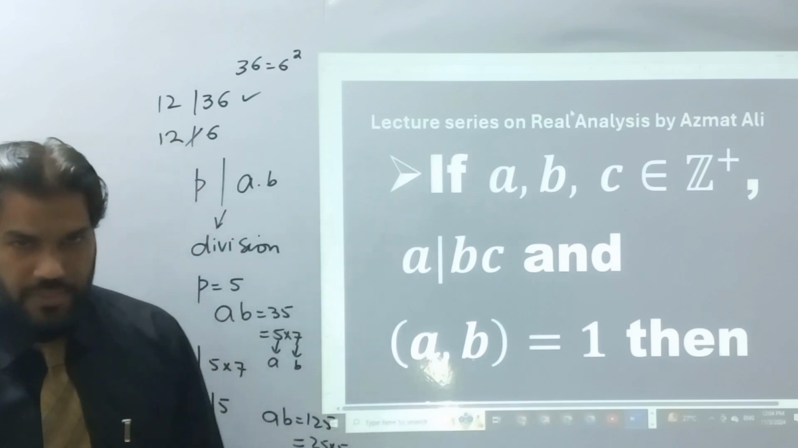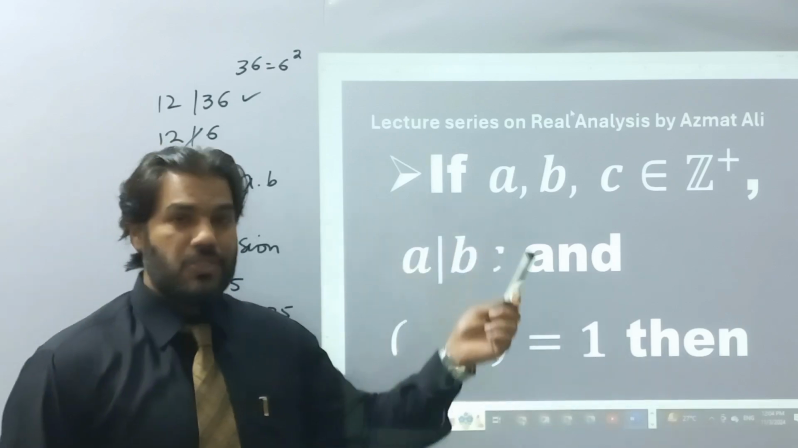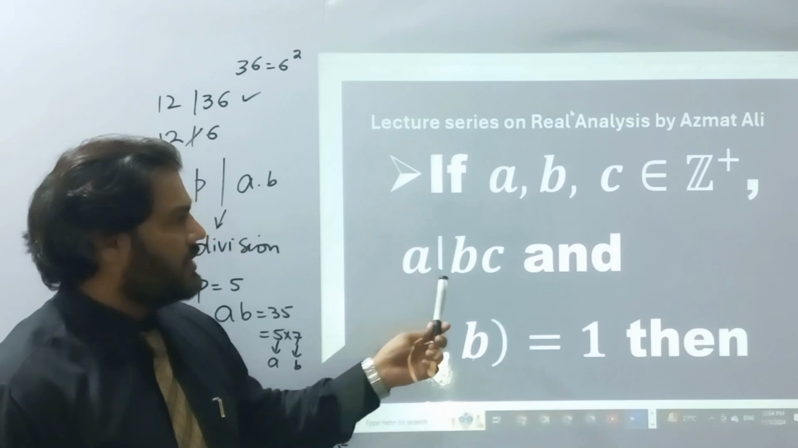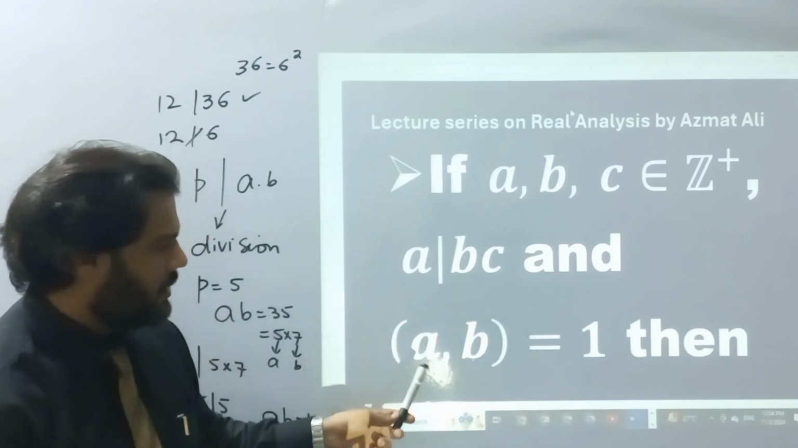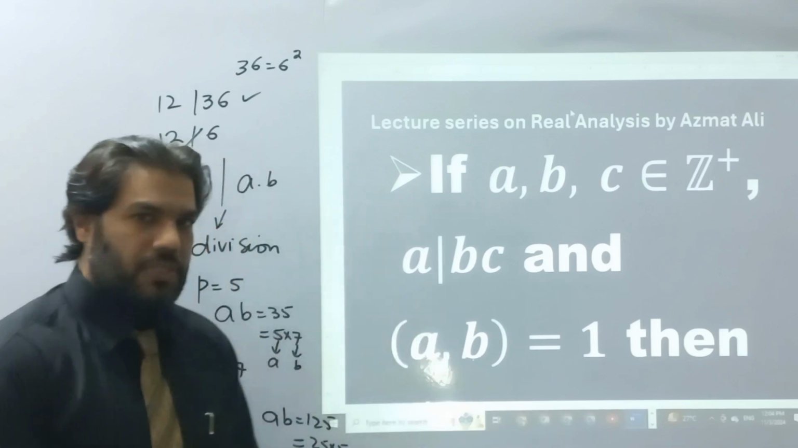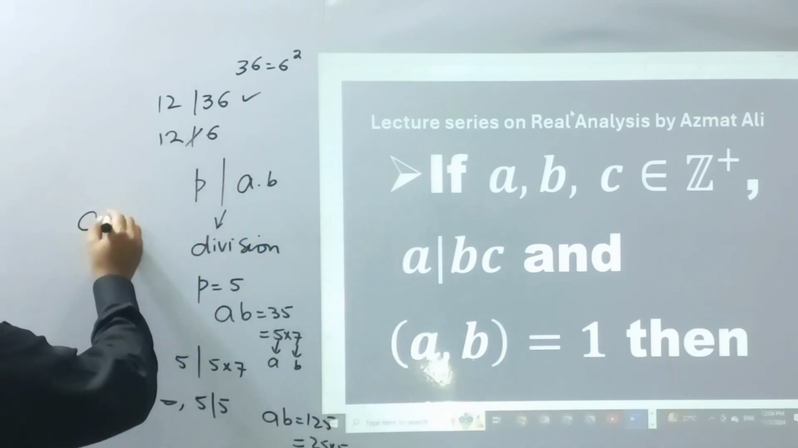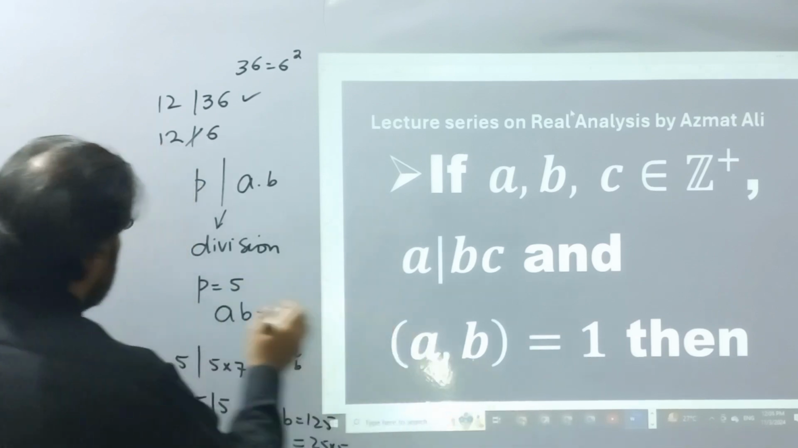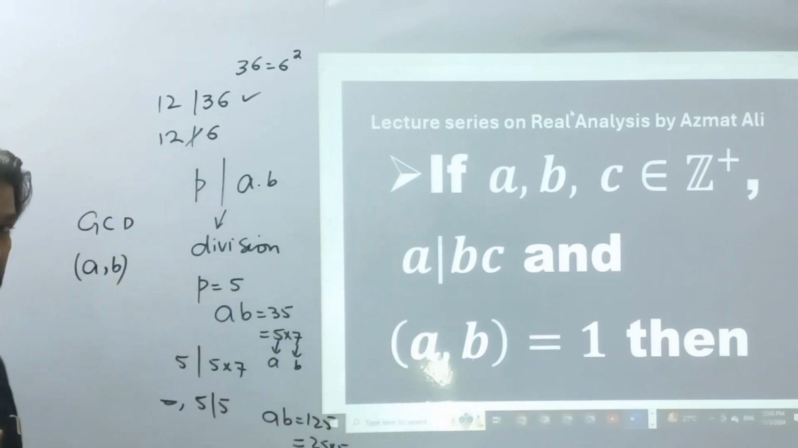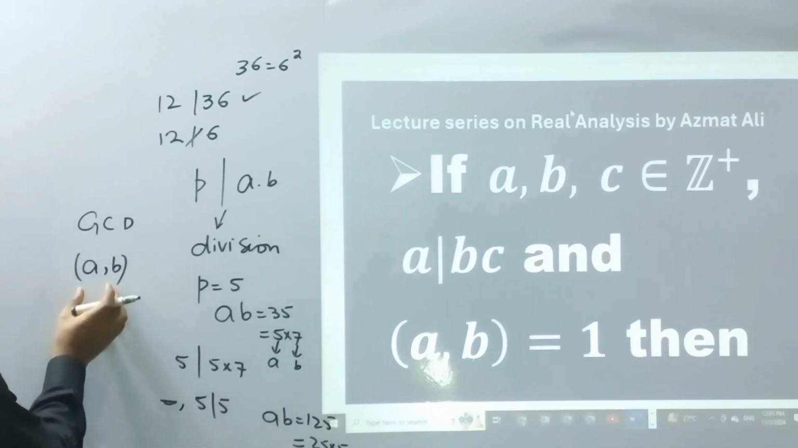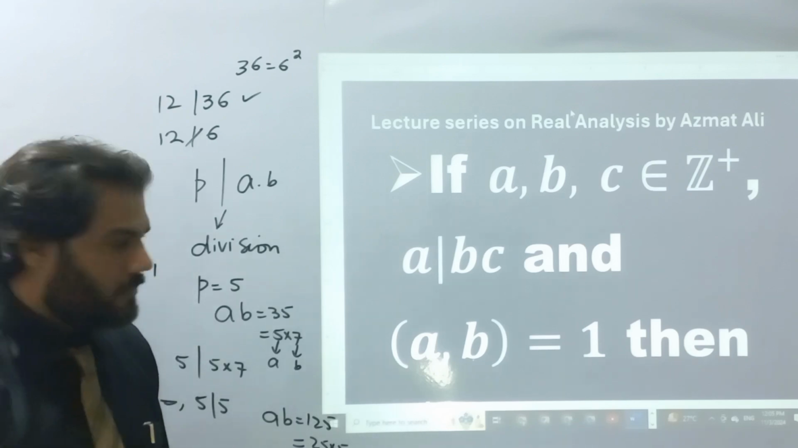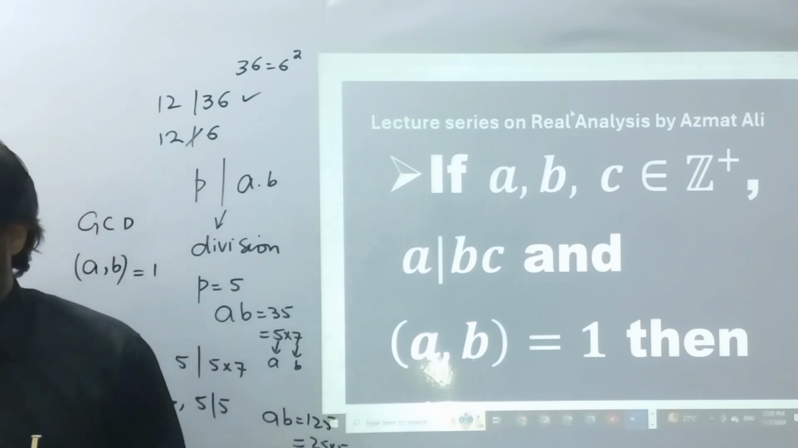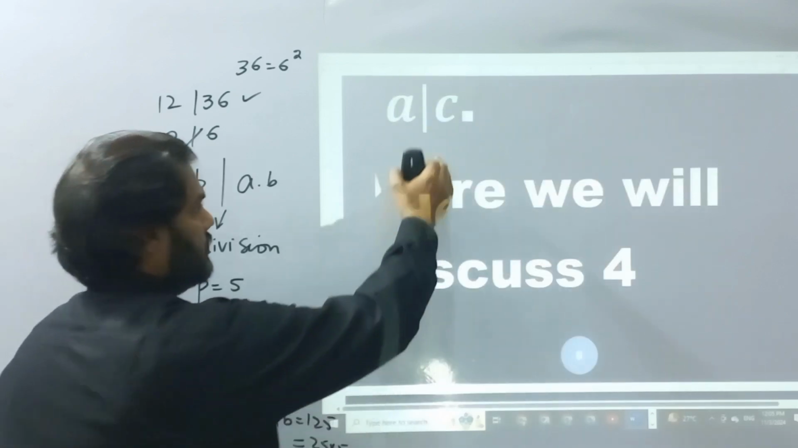Further, the last result that we will use: if a, b, c are three integers and a divides the product bc, and if the greatest common divisor of a and b, gcd(a, b), this bracket is not an open interval, this actually shows the gcd, highest common factor, greatest common divisor of a with b is 1, that is, a and b are relatively prime numbers, then a must divide the third number c.